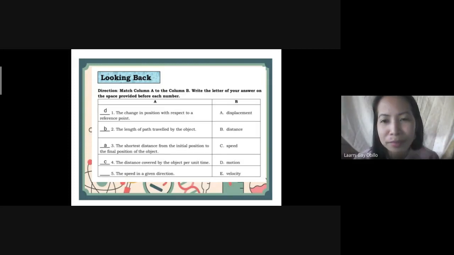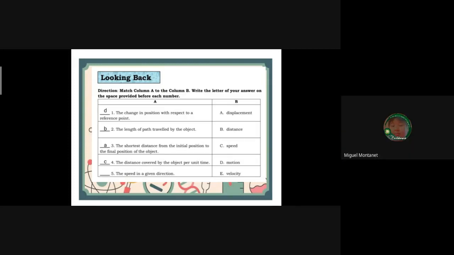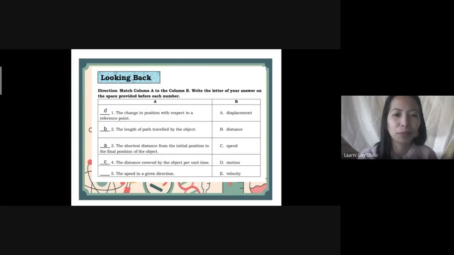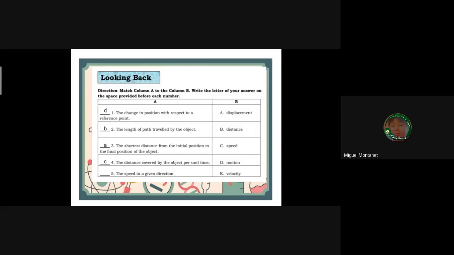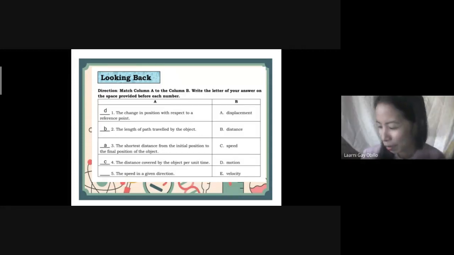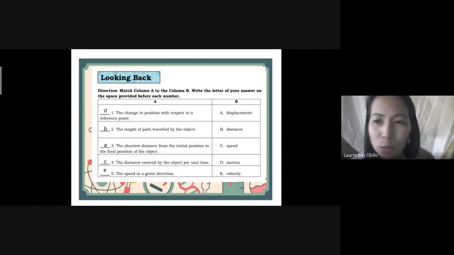Nandiyan ka pa, Miguel? Opo, ma'am. Sige, pakibasa. The speed in a given direction. Okay, what's the answer? Letter E, ma'am. Okay, parang medyo confused ka pa eh. So that is letter E. Very good. So answer for number 1 is letter D, motion. For number 2, distance. For number 3, displacement. For number 4, speed. And for number 5 is velocity. Okay, so that is also 5/5.